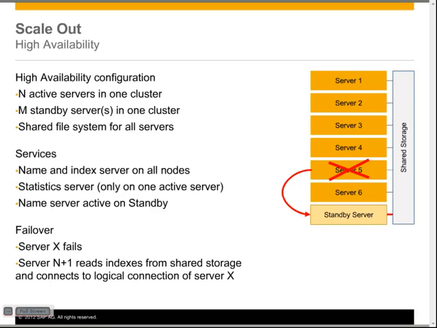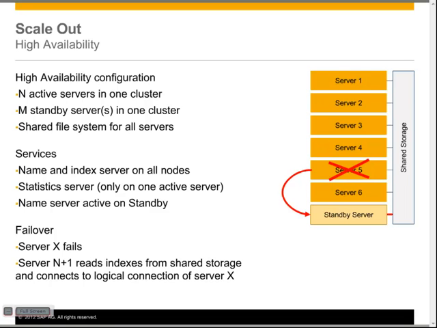So high availability scale out, how does that work? Well, we have a high availability configuration with a number of active servers in one cluster. There would be a number of standby servers. These would share a file system for all the servers.